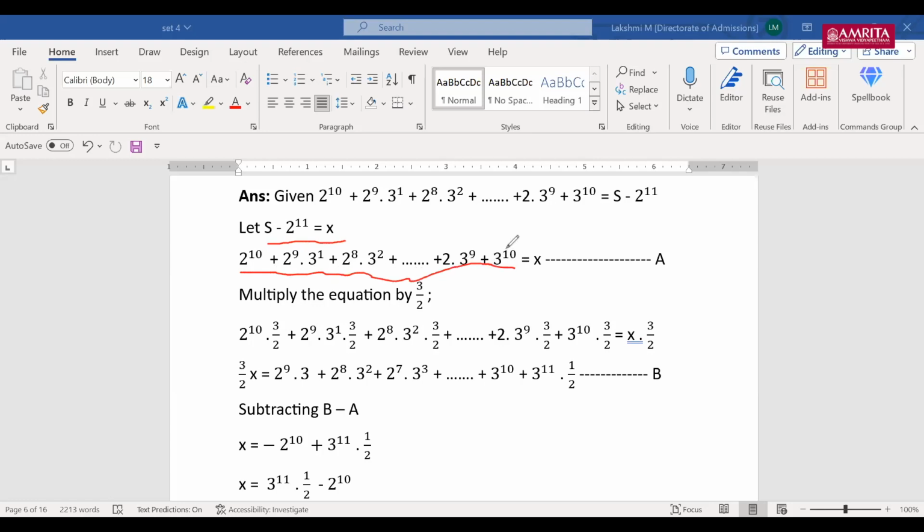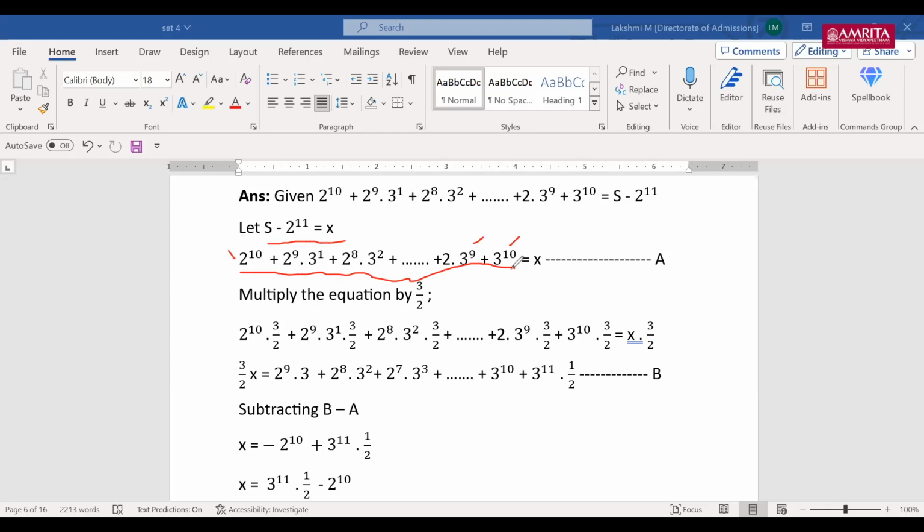Here I have 3 raised to 10. Here I have 3 raised to 9, and I have 2 raised to 10 here. So how will you be able to simplify this in such a way that you can reduce all the terms in this equation? You understood what I meant, right?